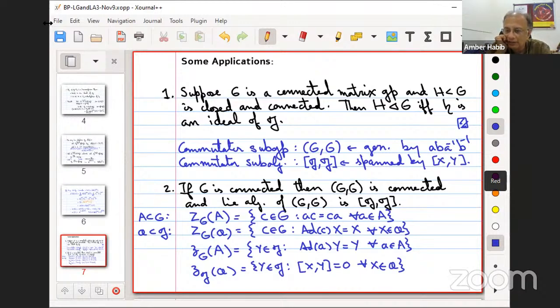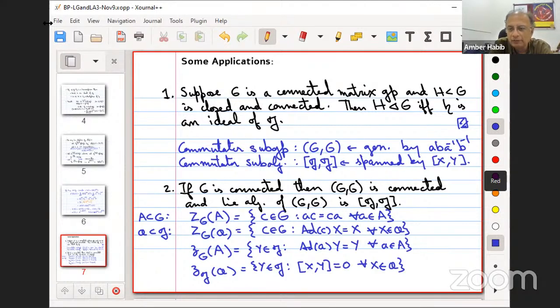Then we can look at centralizers, and here there are various combinations we can look at. You can look purely at the group level, purely at the algebra level, and you can look at the group interacting with the algebra through the capital Ad map. So we define certain things.